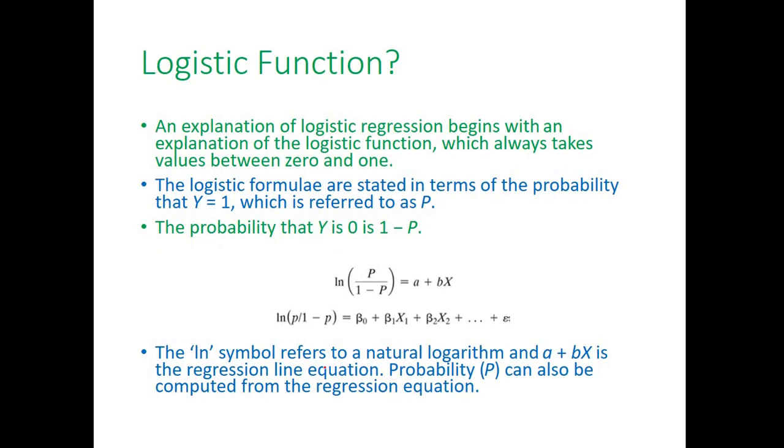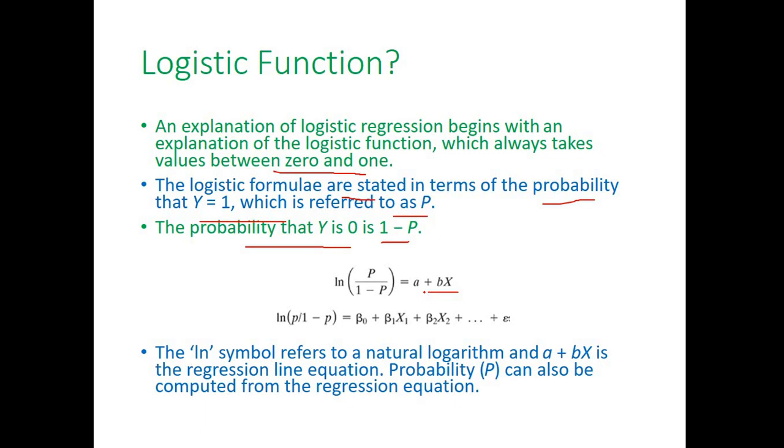So here we use the logistic function. An explanation of logistic regression begins with an explanation of the logistic function, which always takes values between 0 and 1. The logistic formula is stated in terms of the probability that y is equal to 1, which is referred to as p. The probability that y is 0 is referred to as 1 minus p. So the relation between this probability and the linear regression can be represented as ln of p by 1 minus p is equal to a plus bx.